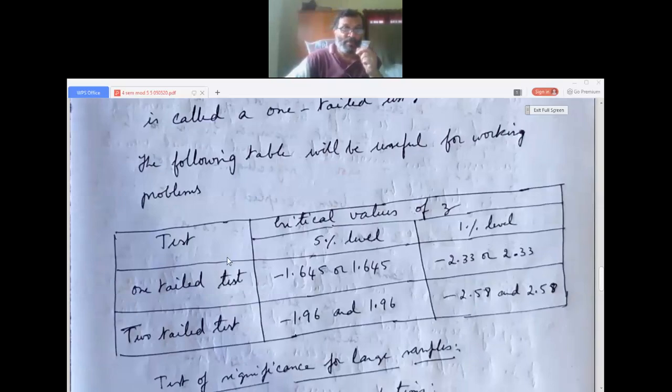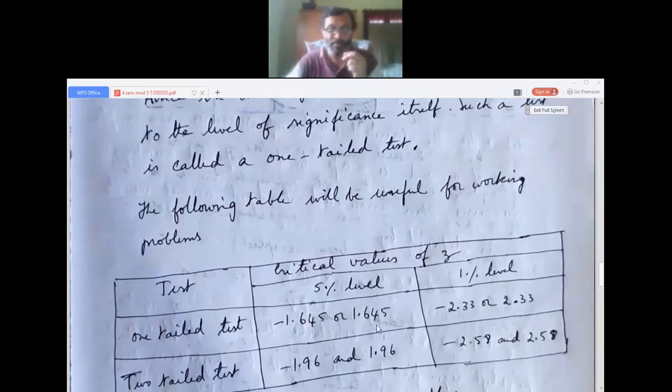So the table, first column is test. There are two tests, one-tailed test and two-tailed test. And then critical values of z, at 5% level and 1% level. For a one-tailed test, at 5% level, the critical value of z lies at minus 1.645 or 1.645. At 1% level, it lies at minus 2.33 or 2.33.